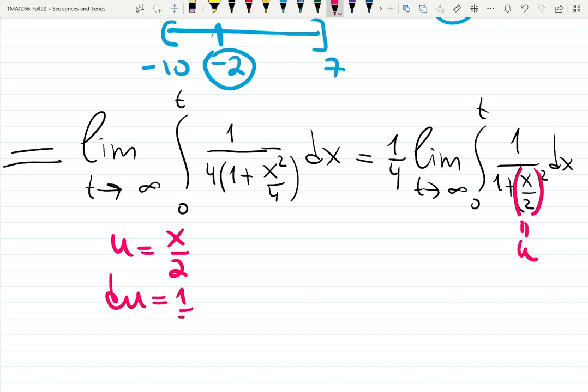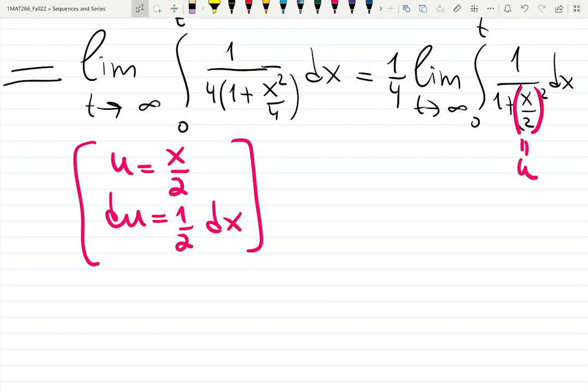du is 1/2 dx. Change the limits of integration or don't change the limits of integration. You decide. You want to change? It would be the same. Not really. t will be t over 2, but infinity doesn't matter. But sometimes it matters. If it's 1 over u, then t will become 1 over t, and it will be different. So it's very interesting, actually. But good point. Let me change to be correct. 0 is still 0.